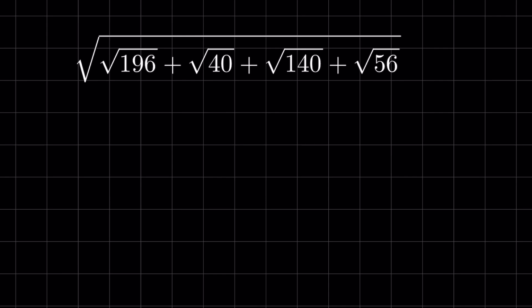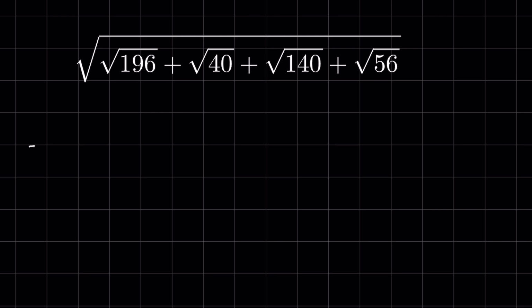196 under square root plus 40 under square root plus 140 under square root plus 56 under square root, then all under square root. We have to evaluate without using a calculator. So let's try. First, let's solve the radicals within the square root.